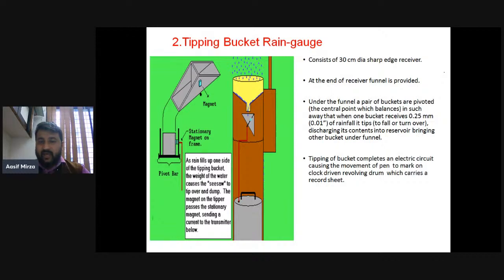Now, the tipping of the bucket completes an electric circuit, causing the movement of a pen to mark on a clock-driven revolving drum, which carries a record sheet. You can see here in the figure the arrangement of the tipping bucket rain gauge.